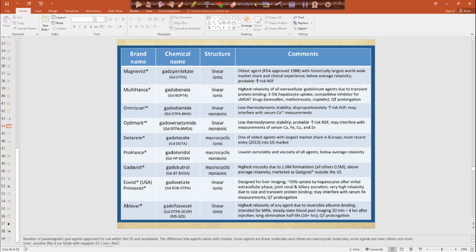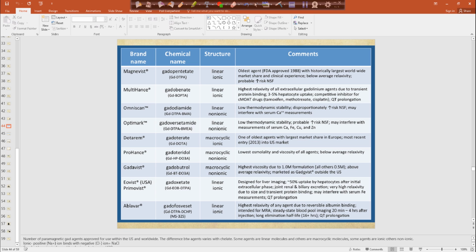And then Dotarem, macrocyclic and ionic, which is the most stable chemical structure of any of these gadolinium-based contrast agents. So when you combine those two, you get the most stable, and this has been least associated with any type of reaction. So if you had a patient that has reacted to gadolinium in the past, you want to use Dotarem. Okay? Even if they've had a hypersensitivity to iodine, just to be cautious, you might want to use Dotarem.